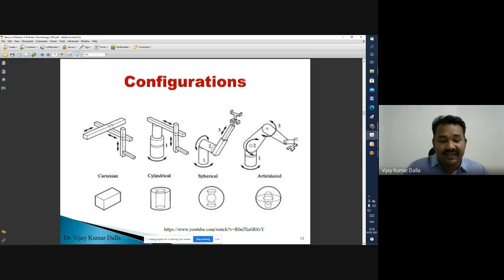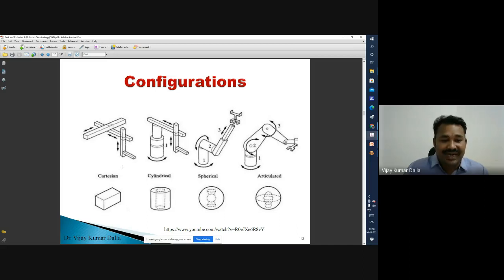In the case of cylindrical, cylindrical workspace will be there. In the case of spherical, spherical workspace will be there. In the case of articulated, like human-like joints, the workspace will also be of spherical type. And one thing, which kind of joints are there in these configurations?